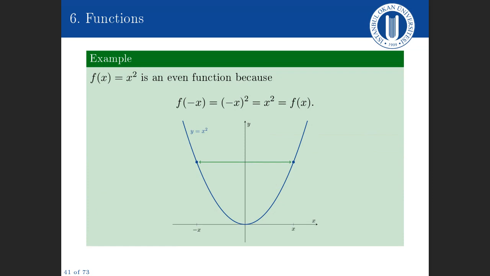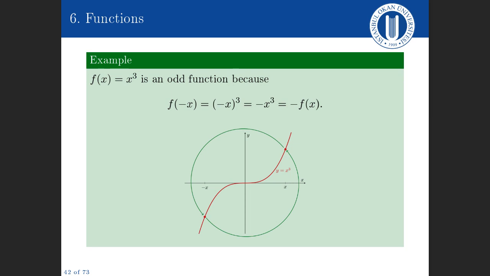So for example, x squared is an even function because, and the way we show this is we start with f of minus x and we see what we get. That's minus x squared, or x squared, is equal to f of x. The function x cubed is an odd function. Why? Again, start with f of minus x. What do we get? We get minus x cubed, which is the same as minus f of x.